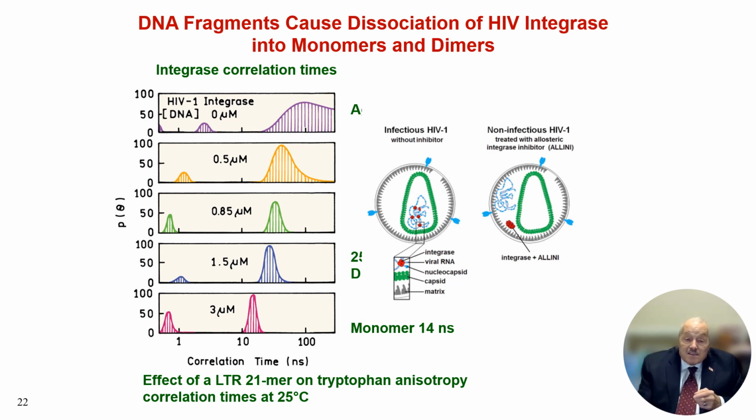So now let's go all the way up to the top where they did the experiment without any DNA. And again, they have a couple short correlation times, and they have one very long set of correlation times up in the range of 100 nanoseconds. And as the DNA is added, this cluster protein starts to dissociate and eventually goes down to the monomer. So this looks like a beautiful experiment, and it is.